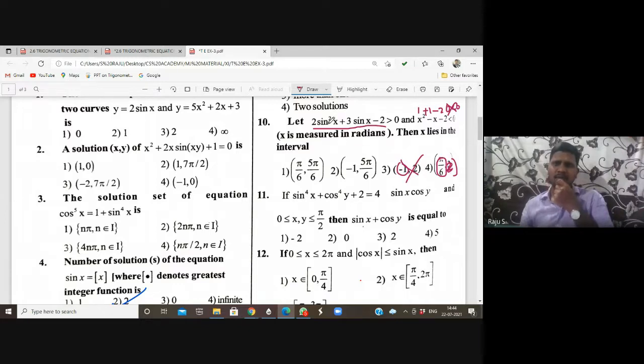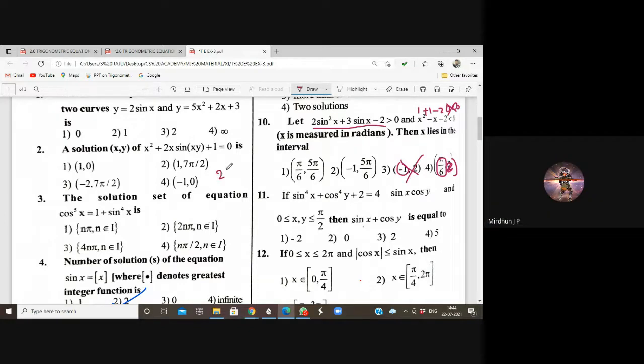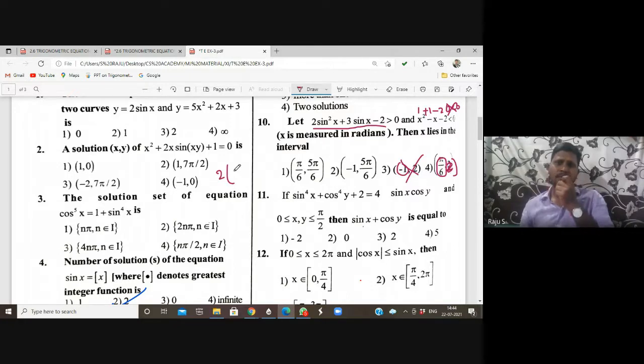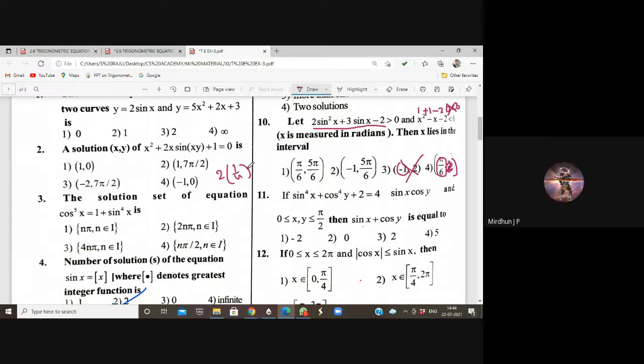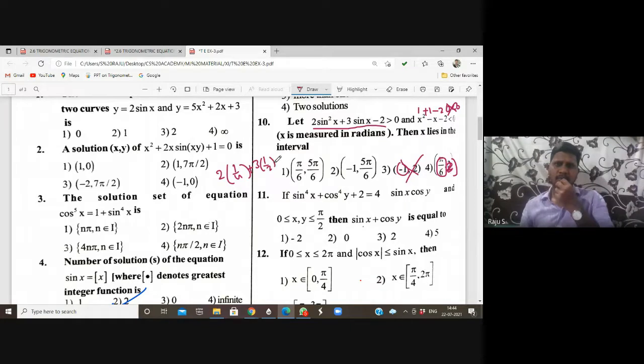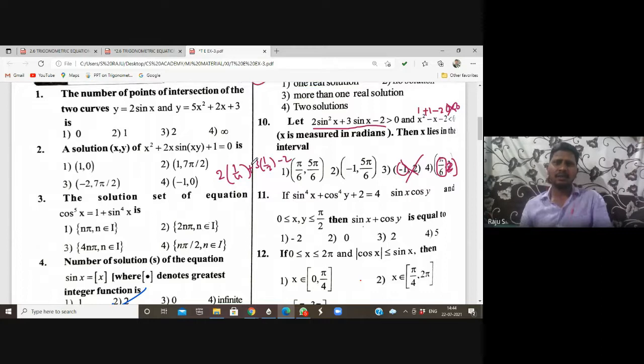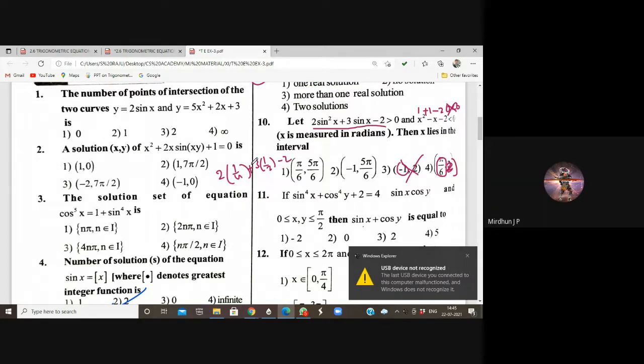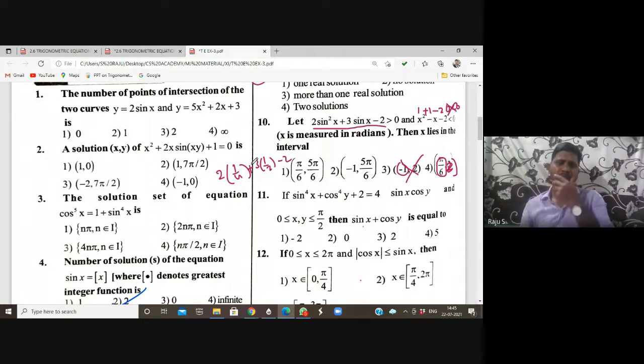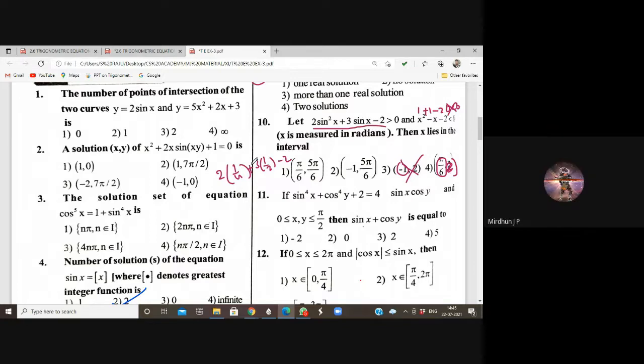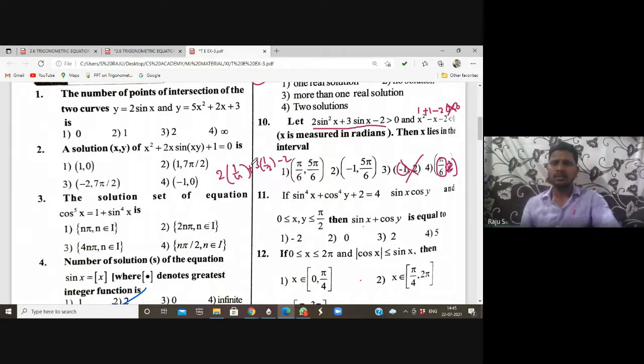Am I right? Sir, 2 into 1 by 2 the whole square, sir. 2 into that value is 1 by 4. Yes, sir. Plus 3 into 1 by 2, sir. 3 into 1 by 2 minus 2. Okay, right. Take LCM and simplify this. So we will get LCM. 1 by 2 plus 3 by 2, sir. 1 by 2, 3 by 2, 4 by 2, 2 minus 2 becomes 0, no, sir. Yeah, 2 minus 2 clearly equal to 0. 0 should not be greater than 0.